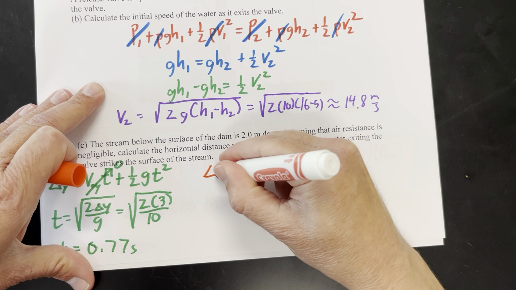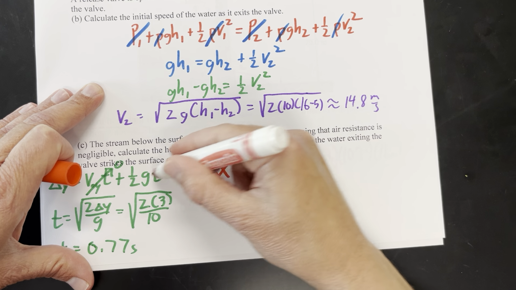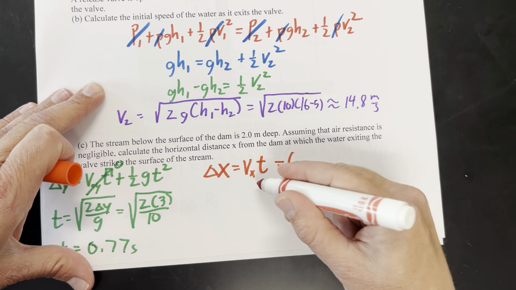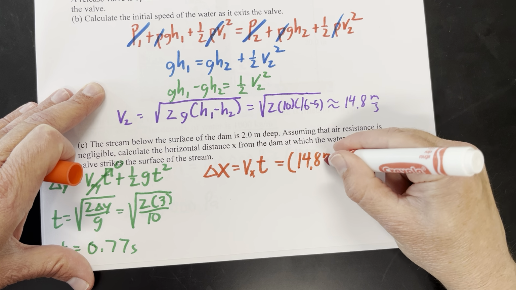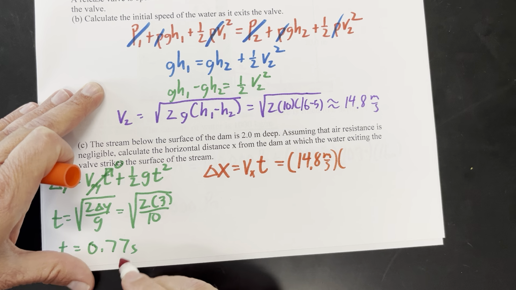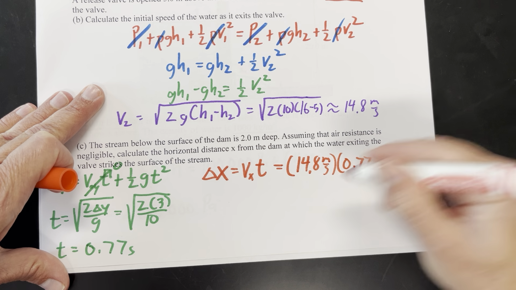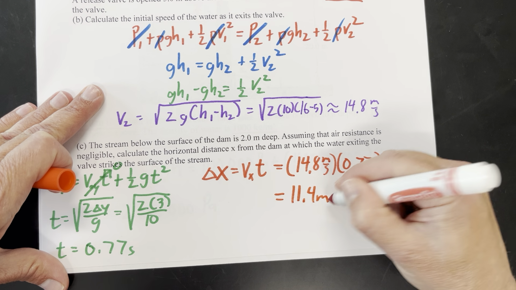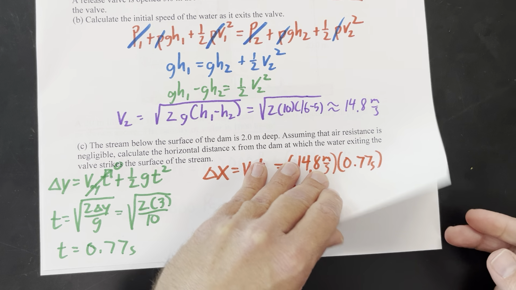Now, we can use that to figure out how far we go to the side. So our horizontal displacement will be our horizontal velocity times time. There is no horizontal acceleration, so we will plug in there. Our horizontal velocity is what we solved from Torricelli's equation, so 14.8 meters per second. We've got 0.77 seconds to fall, and so when we multiply those two out, we will get roughly 11.4 meters there.